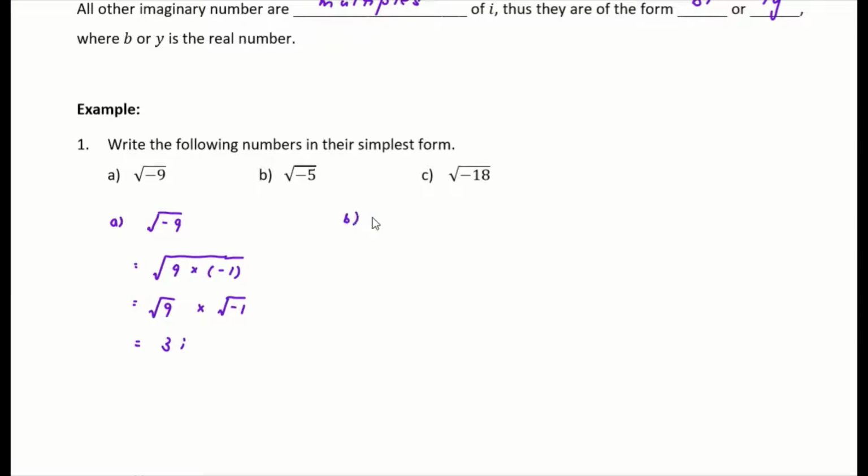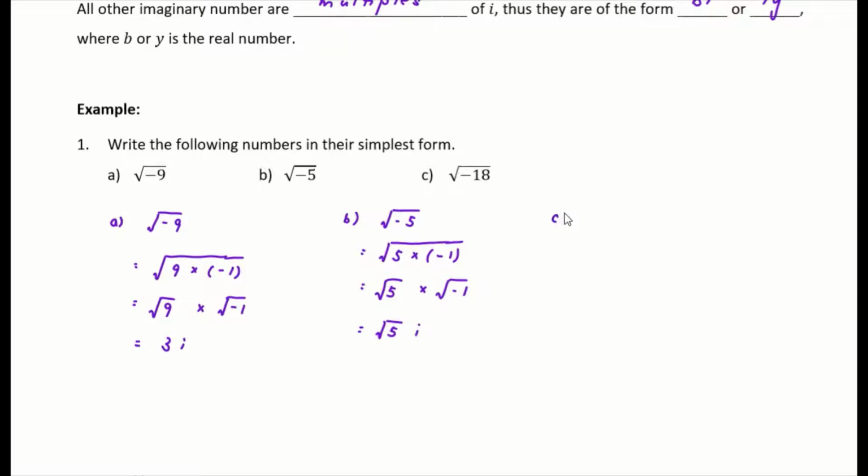So let's look at B. Square root negative 5. Same thing, negative 5 we can express as 5 times negative 1. So I can split them into 2: square root 5 multiplied by square root negative 1. Square root 5 is not something that I can simplify, right? Square root negative 1 is i. So that's why my answer is square root 5 i.